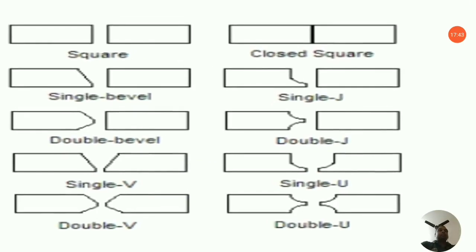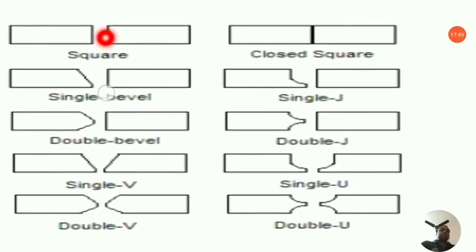Now coming to the groove formation, this is square when there is no groove. This is a closed square when the space is very little between the two parent materials. Now in order to have a strong joint, we generally bevel one side and keep the other side intact. It is known as single bevel. And if you are beveling in a shape similar to J, this is the single J.